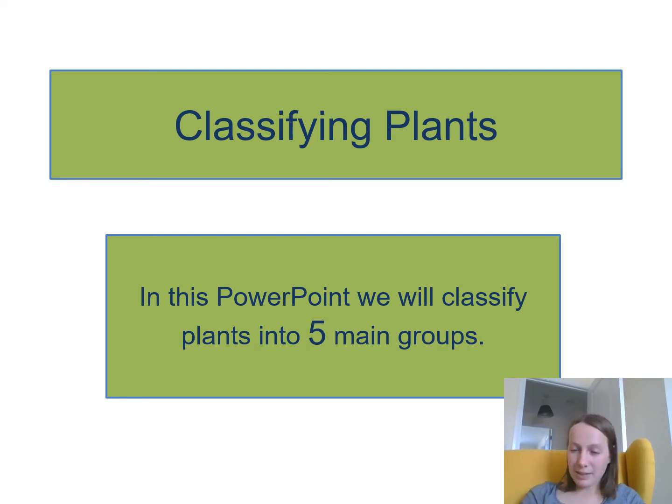Right, classifying plants. Classifying is a long word and it just means sorting, but kind of more scientific. A classification is a group that you would put things into.